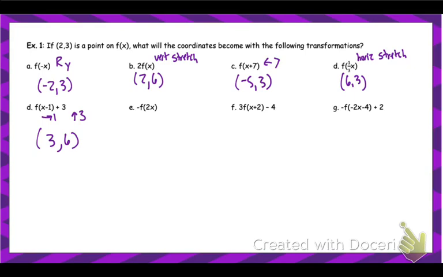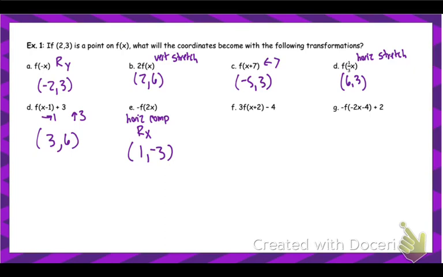Again, on the next one, there are 2 transformations, but it's still pretty simple because one's horizontal and one's vertical. We'll do horizontal first. This is a horizontal, and be careful, compression. And then that reflection is a reflection over the x-axis, a vertical change. So that means I'm going to take my x-coordinate and divide it by 2, and I'm going to take my y-coordinate and make it negative.